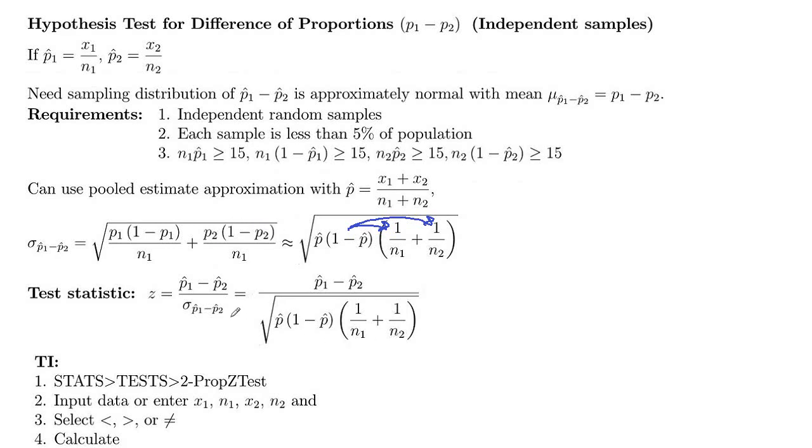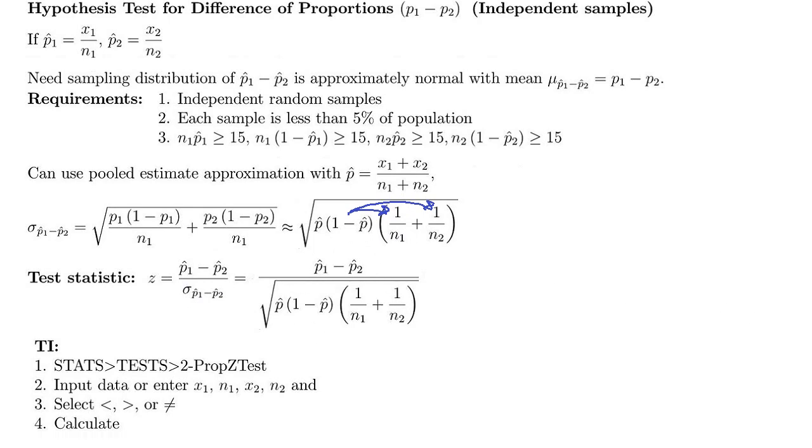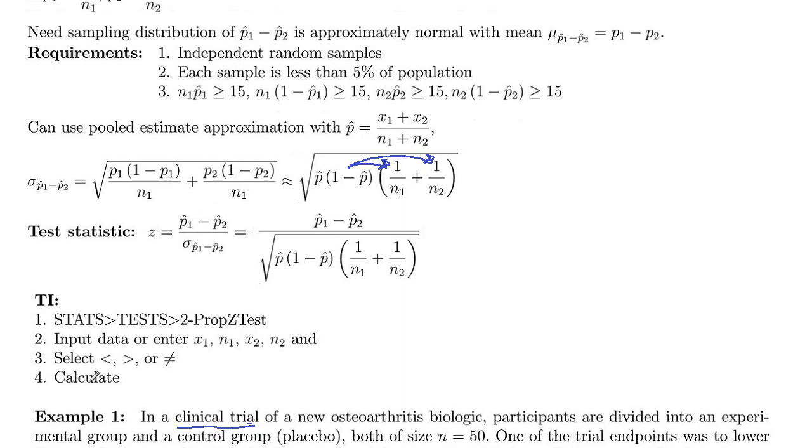So then your test statistic is going to be P1 hat minus P2 hat, the difference of the sample proportions, over this standard error that we figured above. And then the TI-84 commands are here, and we will carry those out again when we look at the example.